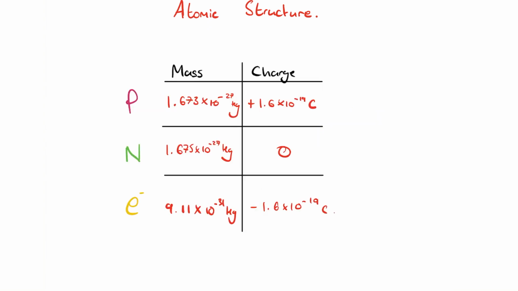In this table you can see that protons and neutrons have a very similar mass, neutrons being very slightly heavier, but electrons, being much smaller particles, have a mass 10 to the power of 4 times smaller than protons and neutrons. When it comes to charge, neutrons are neutral, like the name would suggest. Protons and electrons have equal in magnitude but opposite charge, so it's plus 1.6 times 10 to the power of minus 19 coulombs for a proton, and it's minus 1.6 times 10 to the power of minus 19 coulombs for an electron. As you can tell, these are absolutely tiny numbers.